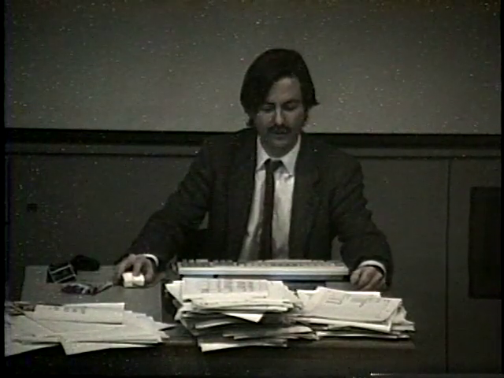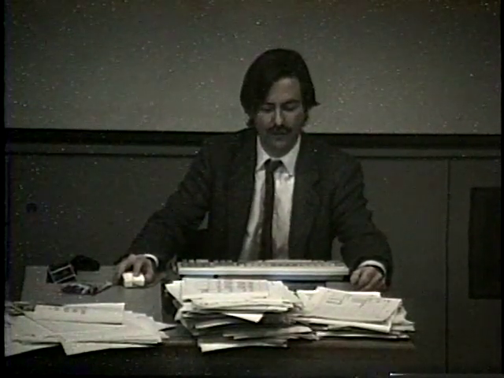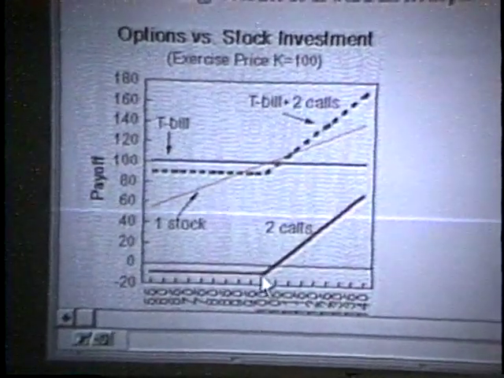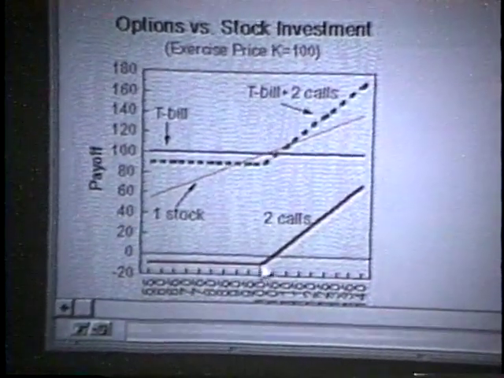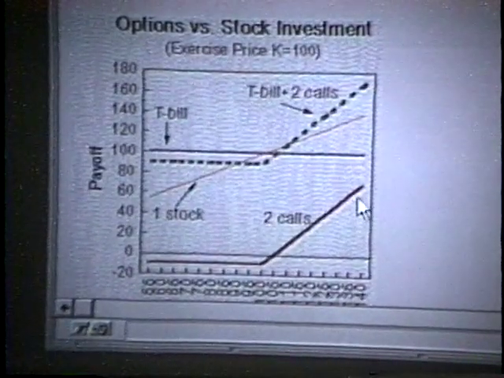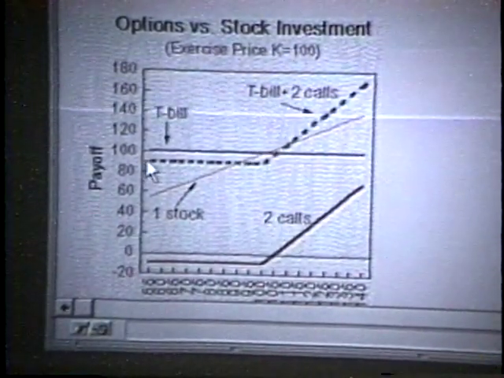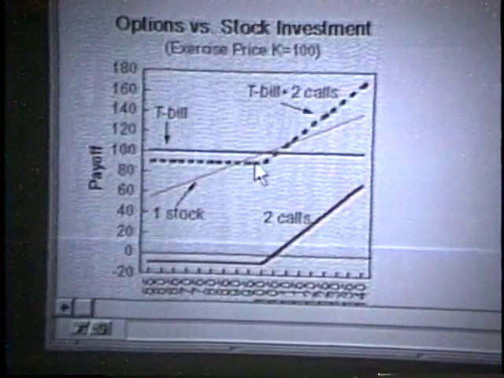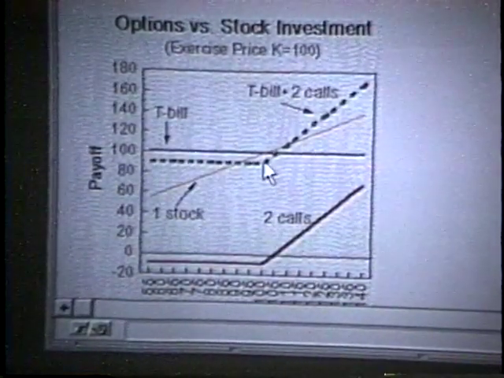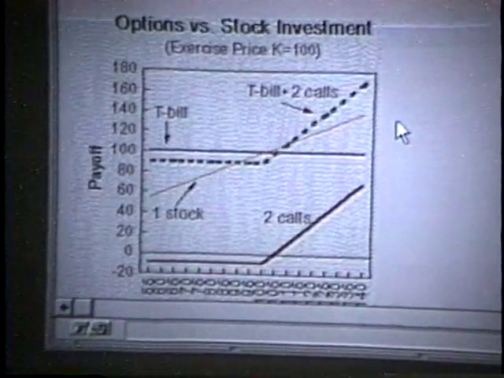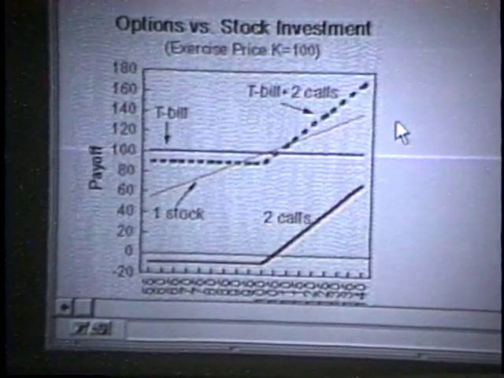Okay. Using options instead of stock. This is a strategy where I buy a treasury bill and I buy 2 calls. And there are the 2 calls in red. And when I combine them, I get the green dotted line. And notice, compare this to just buying the stock, which is in orange. It doesn't turn out too clearly here.